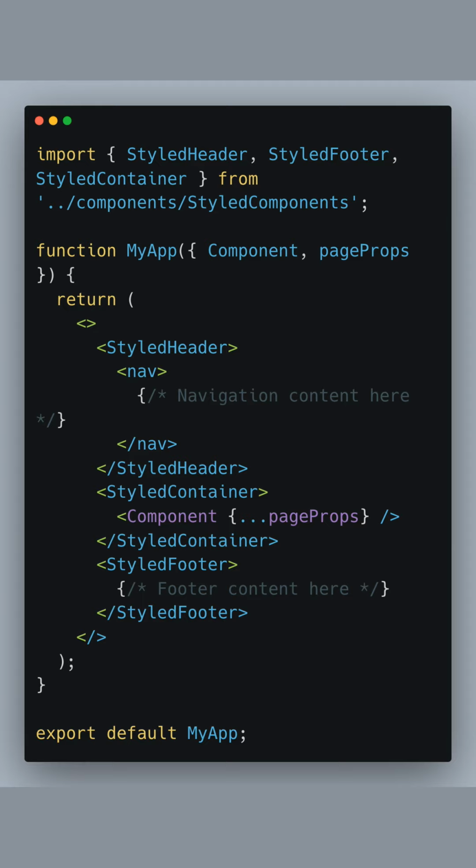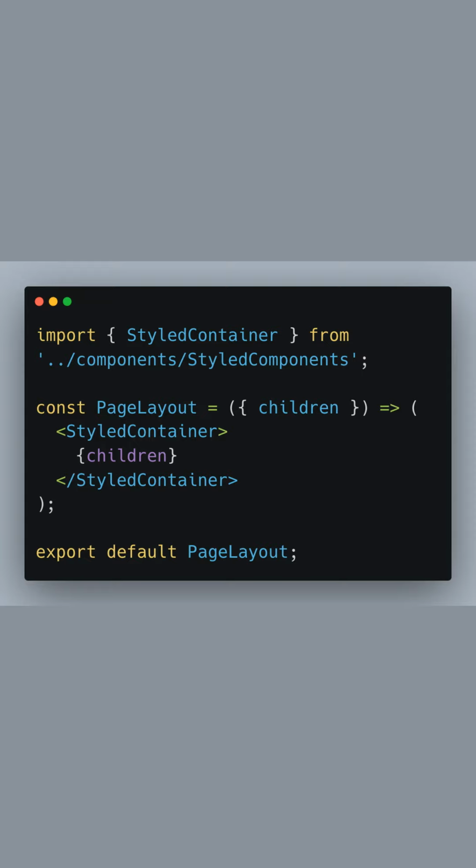In the custom_app.js file, we import our styled components and construct the layout for our application. The myAppComponent render function returns a React fragment holding our styled header, styled container, and styled footer. The main content, represented by the component and page props, is wrapped inside the styled container, ensuring all pages have consistent styling.